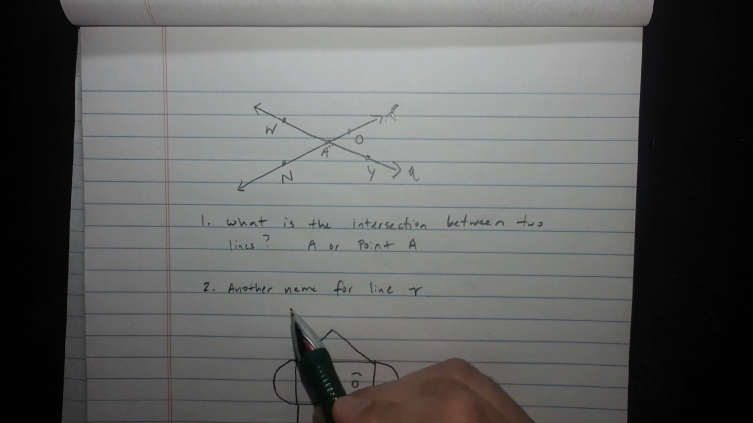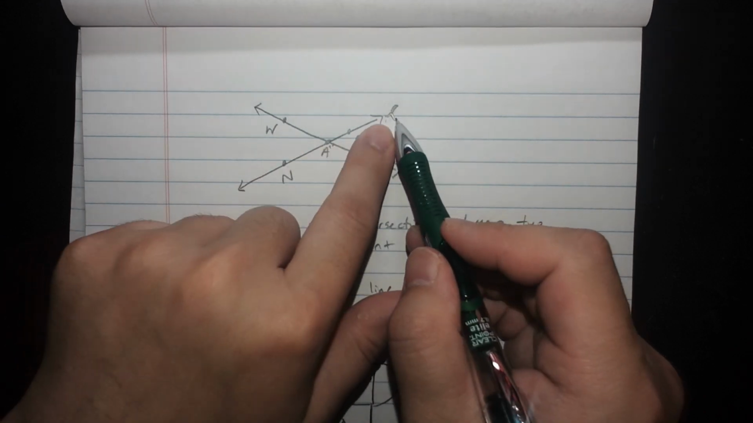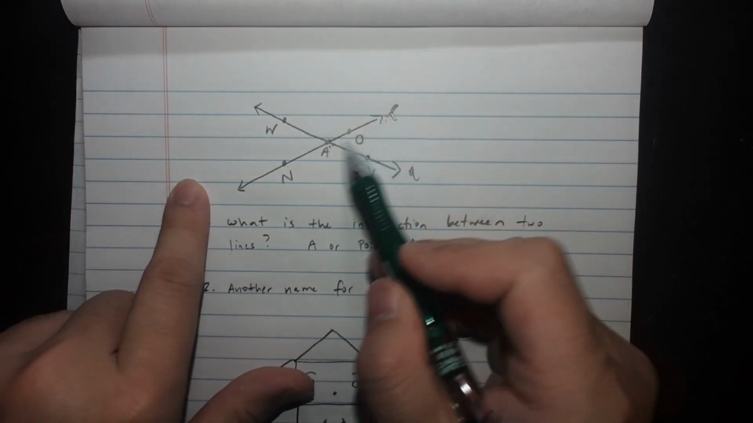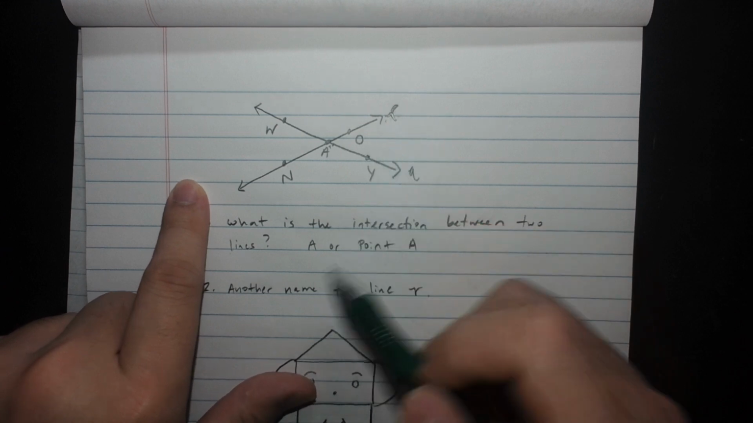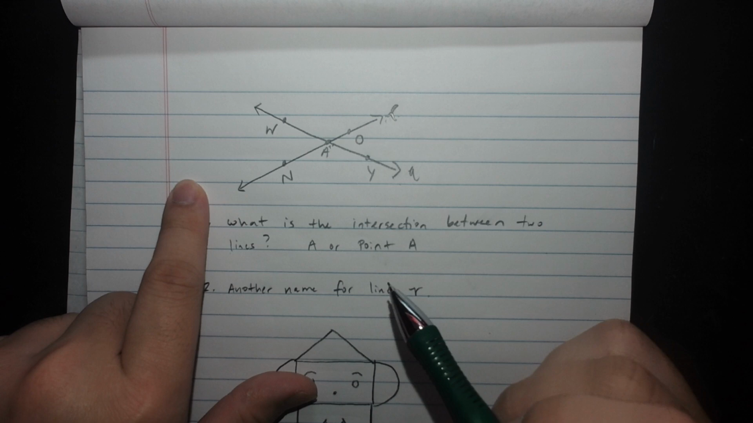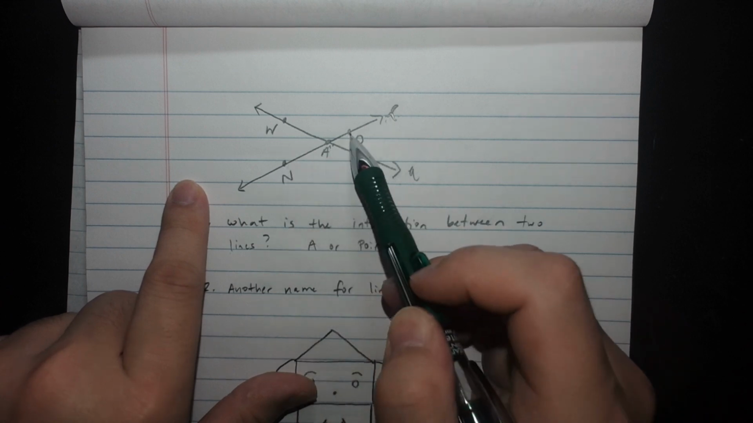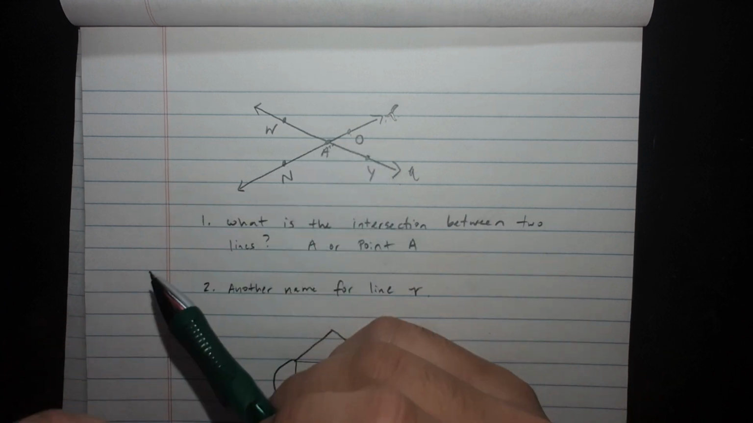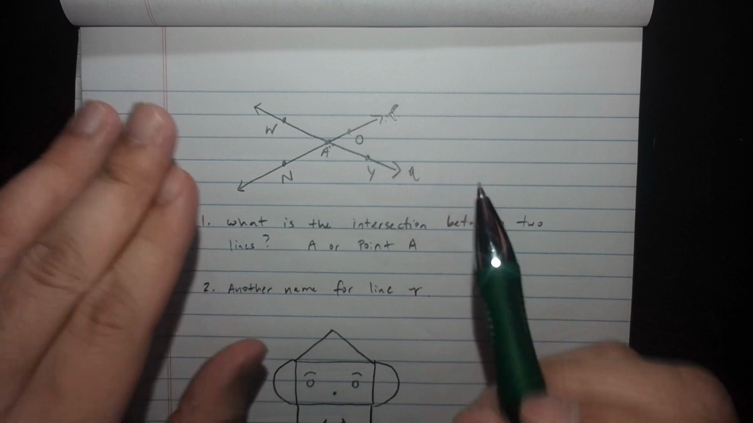Number 2 says, what's another name for line R? So again, this is line R. It's next to this line here, and it's lowercase. So what's another name for line R? What do we need? We need 2 points to name a line. We have 1, 2, 3 points here, and there are so many ways you can name this line. But again, the rule here is that you need 2 points.